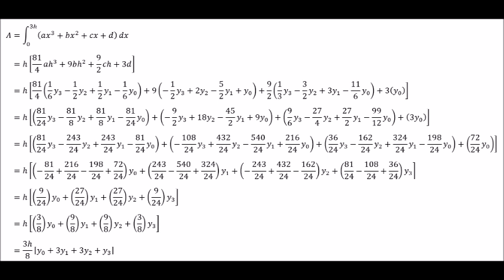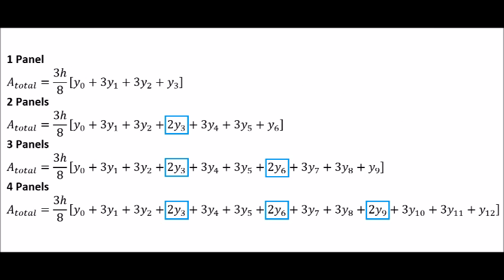By the 6th line, I have collected the coefficients for y0, y1, y2, and y3 separately. Next, I add those fractions together and simplify to lowest terms. In the very last line, I have factored out 3/8 in front. That was for one panel.